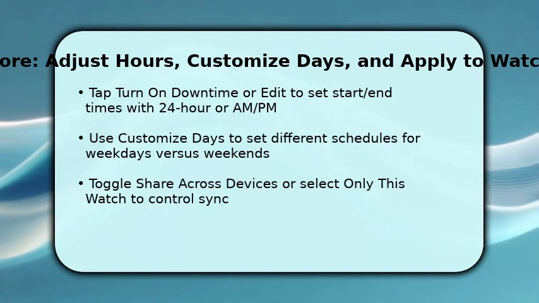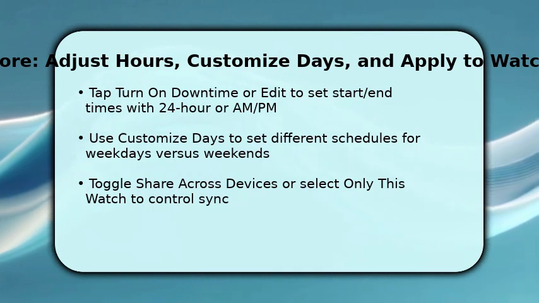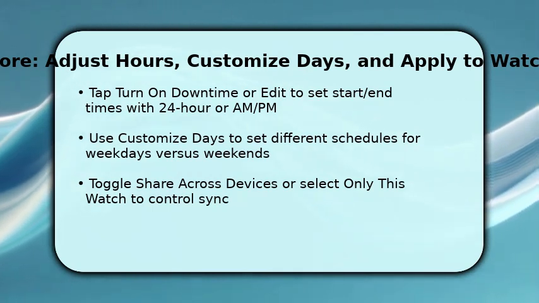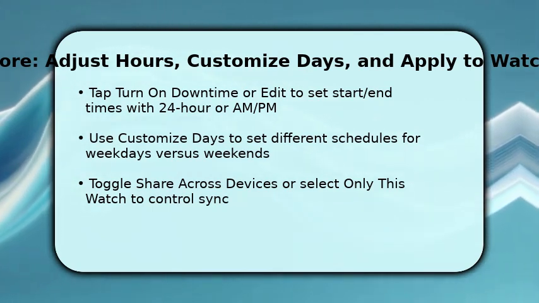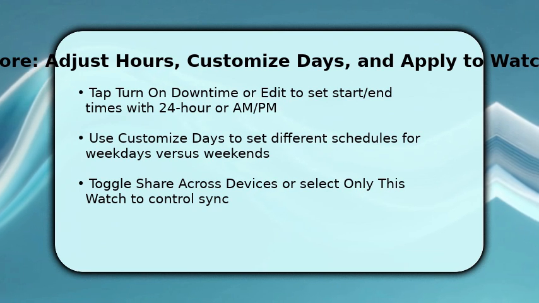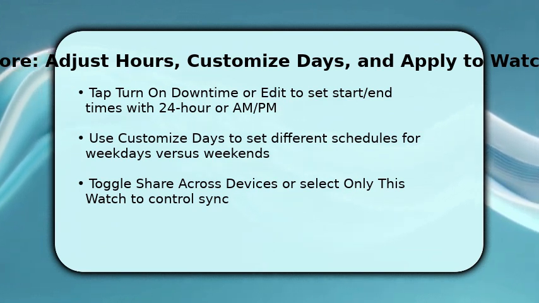Now change the hours. Tap the start time, then the end time, and pick times that fit your routine. Use customized days to make weekends different from weekdays. This prevents rigid rules from blocking urgent alerts.